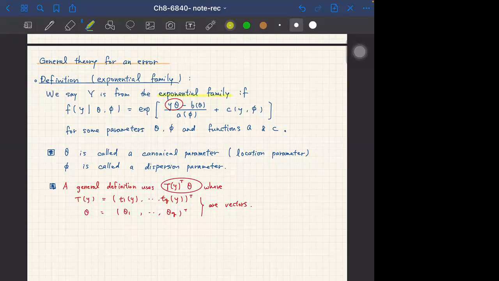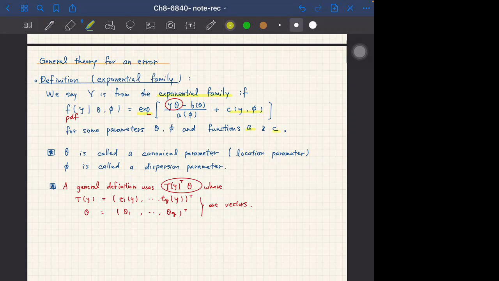If f of y, the PDF, the probability density function of y, is equal to the exponential of y theta minus b of theta, divided by a of phi, plus a function c of y and phi, and for some parameters theta and phi, and also some functions a, b and c.